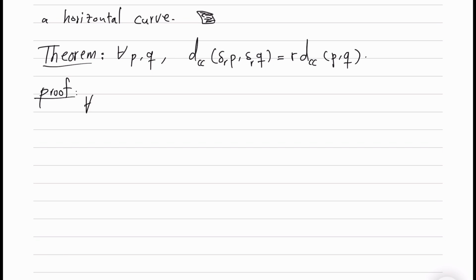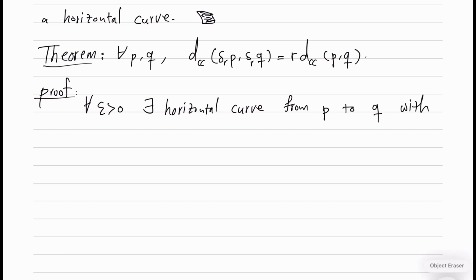By definition, for every epsilon positive, there exists some horizontal curve gamma from P to Q with its length, the length of this gamma, because d_CC is an infimum, so that means if we exceed d_CC of PQ by only epsilon much, there is a curve satisfying this. So for every epsilon, such a curve exists.